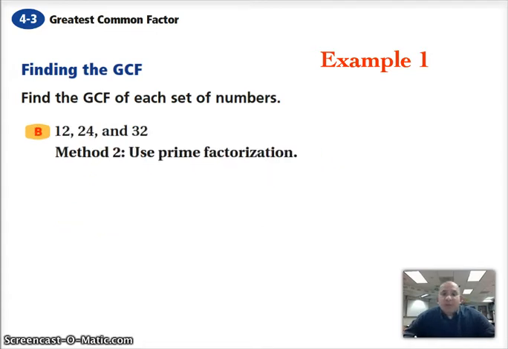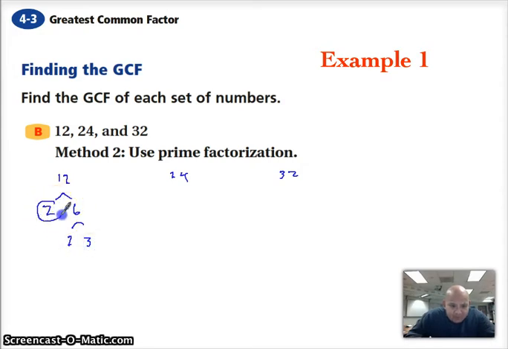Let's take a look at another method, and this is the prime factorization method. In this particular situation, we're looking at 12, 24, and 32. So we're going to write 12 at the top of our tree, another tree with the 24, and another tree with the 32. We're going to go through the prime factorization. 12 is 2 times 6, and here we have a 2 times 3.